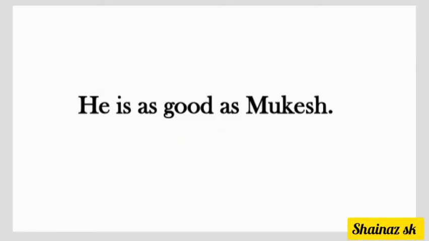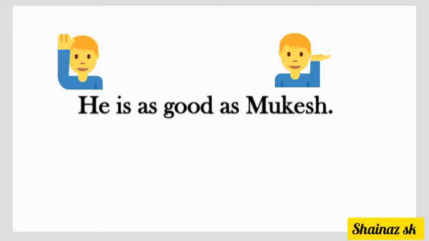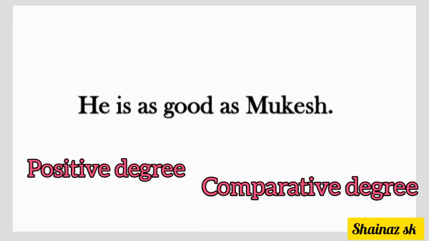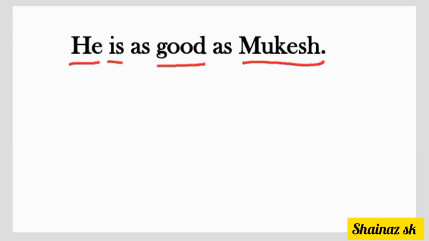He is as good as Mukesh. See here, in the given sentence we are comparing 2 persons and the degree is positive. So we will change this sentence into comparative degree. At first we will identify the things in the sentence, that is he is the subject, is verb, good is positive degree and Mukesh is object.